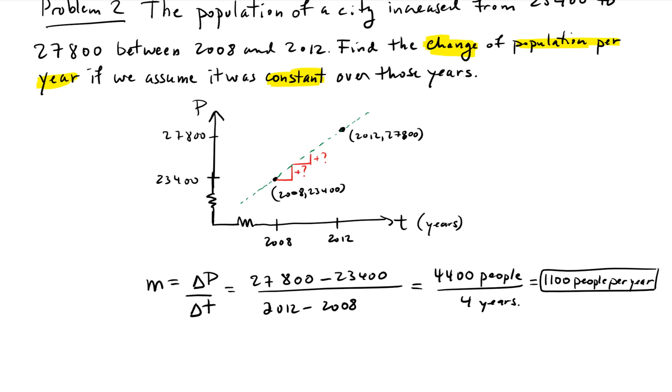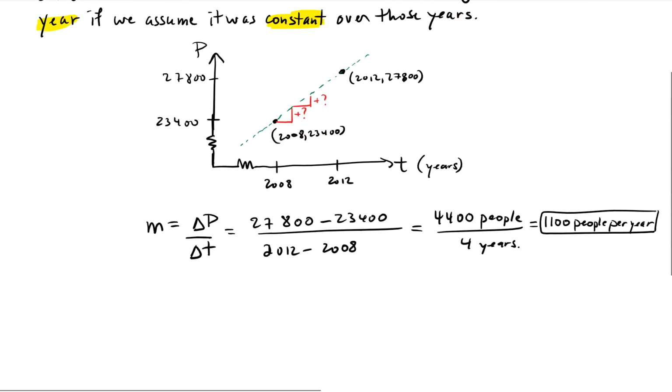Notice that the population is increasing. Increasing means it's like this, right? And you can only have this if you've got a positive slope. So the sign of the slope is related to how a linear function increases or decreases. So I thought I'd add this as a note here.